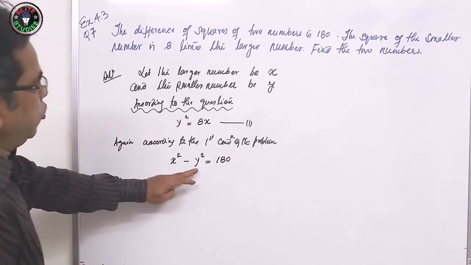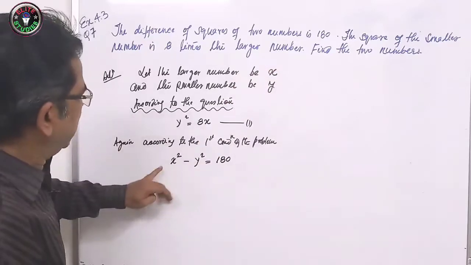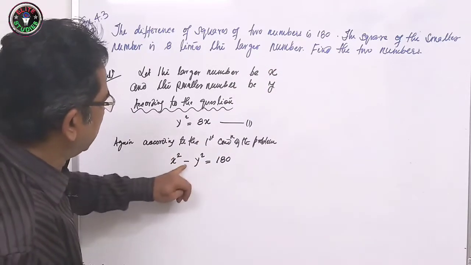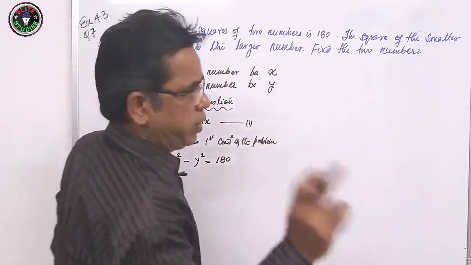180. Why didn't I do y square minus x square? Because x is the larger number, so we take the square of the larger number first, so x square minus y square will be 180. Here you should remember one thing, dear students.